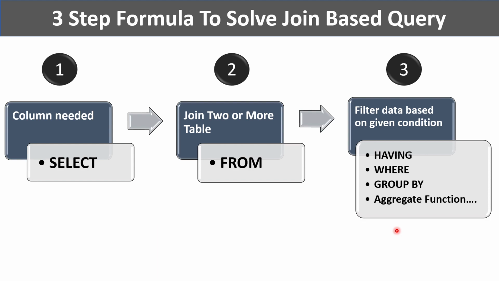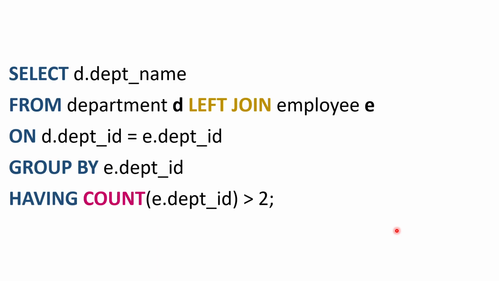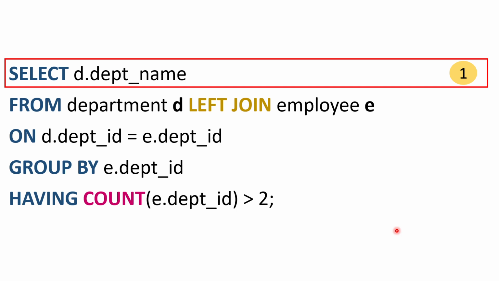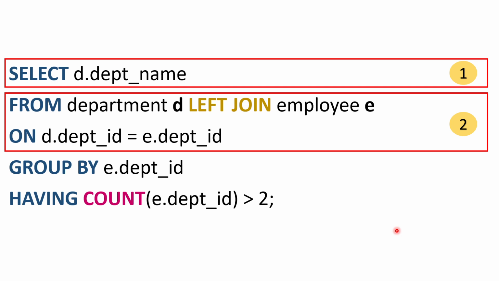So as per our question, we know that we need only the department name. So we will write select d.department_name. So the first step is complete. Now the second step is to write the SQL for the table joining. So we will write from department d left join employee e on d.department_id equal to e.department_id.